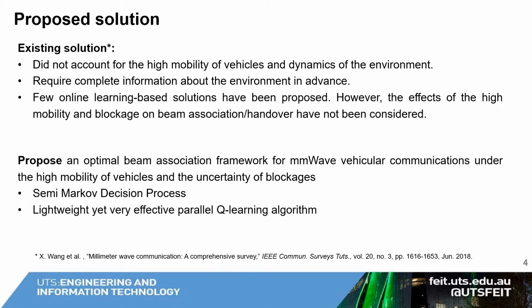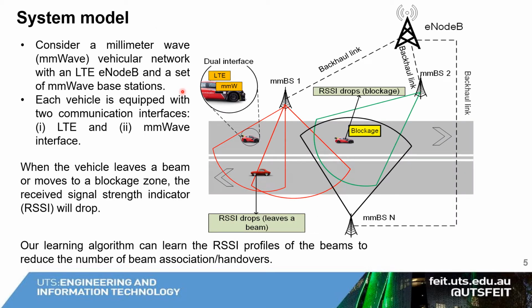In this work, we developed an optimal beam association framework for millimeter wave vehicular communication under the high mobility of vehicles and the uncertainty of blockage. In particular, we first use the semi-Markov decision process to formulate the system. Then, a lightweight yet very effective parallel learning algorithm is proposed to obtain the optimal beam association for vehicles in the system. Next, I will present our system model.